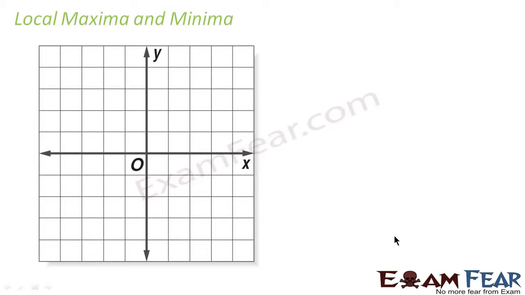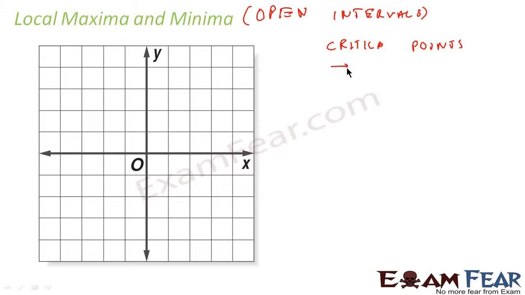What is local maxima and minima? The first thing is local maxima and minima is defined only for open intervals. Correct? So I have told you first the general critical points are: number 1, non-differentiable points, the points where the function is not differentiable, correct? Or endpoints, or turning points.